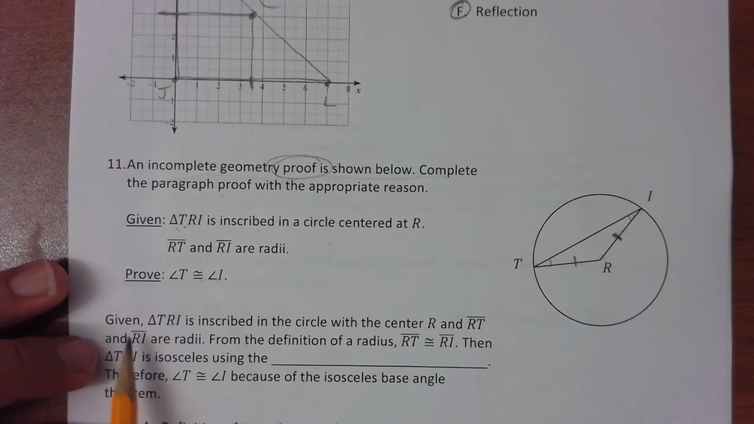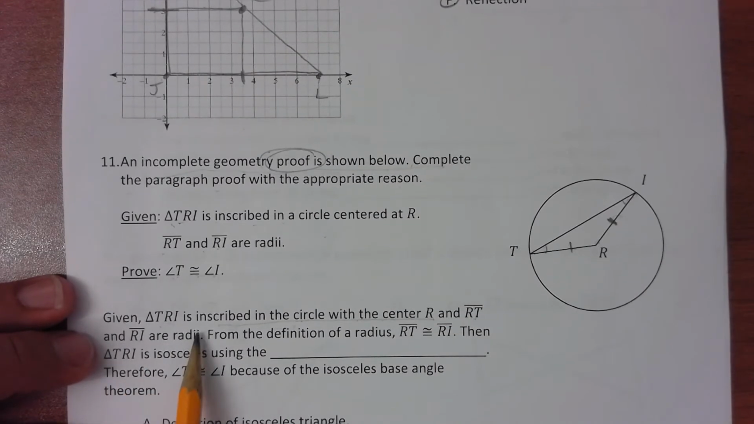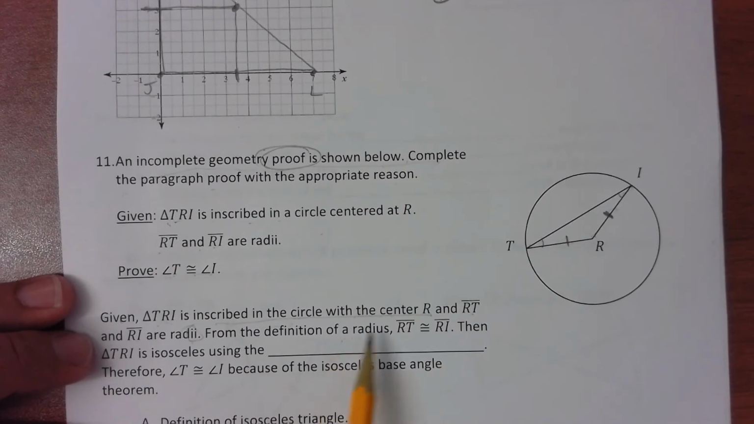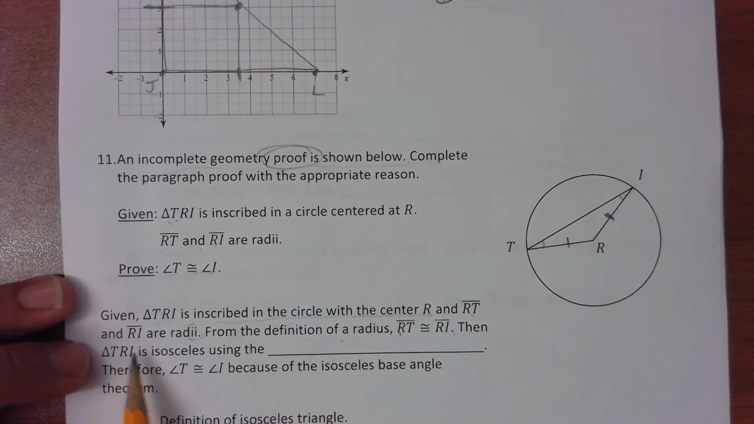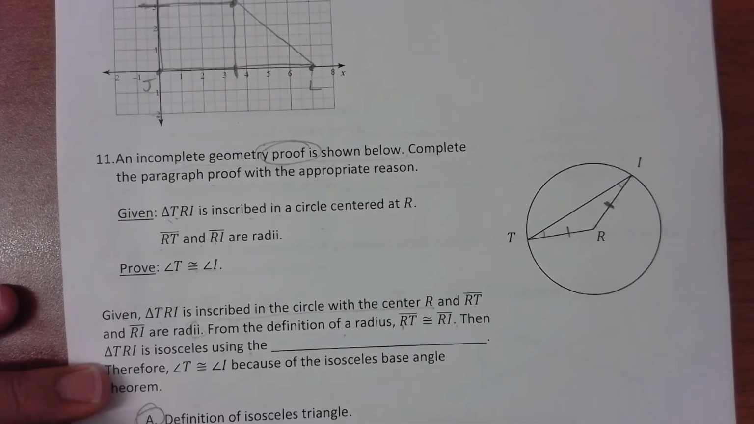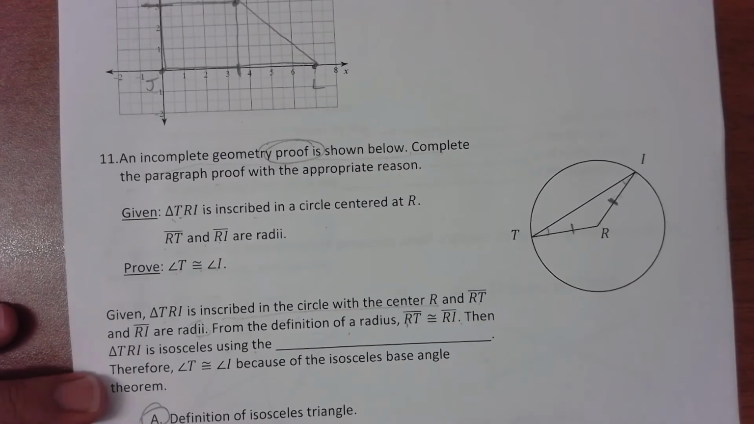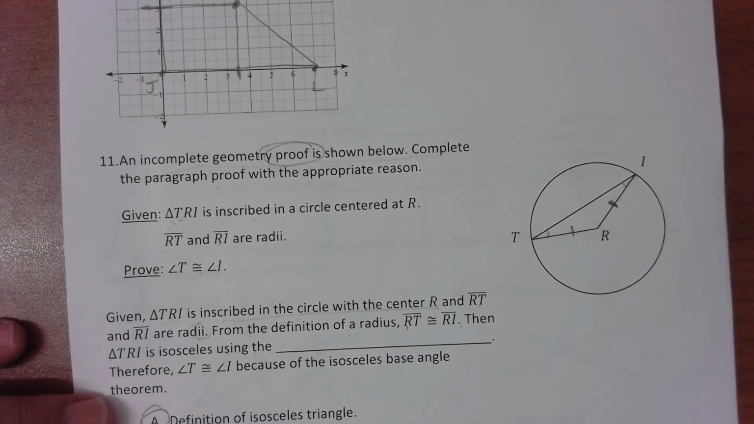So here we go. Given triangle TRI is inscribed in the circle with the center R, and RT and RI are radii. Radii is plural for radius. From the definition of a radius, RT is congruent to RI. Then triangle TRI is isosceles using the definition. It's not a right triangle. It's not the inscribed angle theorem. Property of congruent sides doesn't exist.